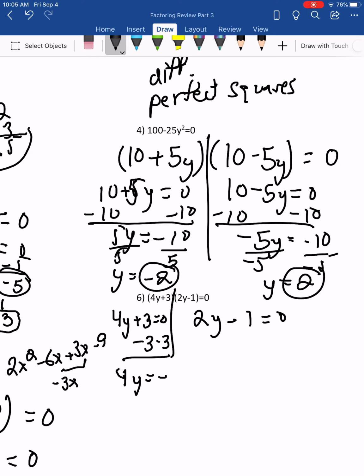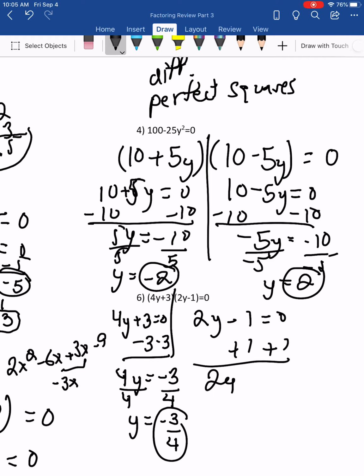4y equals negative 3. So y equals negative 3 over 4. 2y equals 1. So y is 1 over 2.